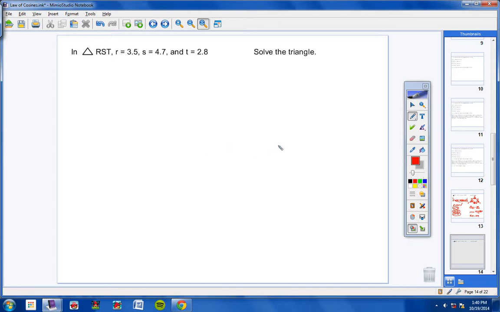Okay, so here we go. Let's go ahead and draw our triangle here. So there's our triangle. And let's go ahead and pull it over here to get a little space. And we'll call this RST. R is 3.5. S would be 4.7. And T would be 2.8. Like this. Now, notice we have side, side, side. So we definitely have no pairs, okay? We have no pairs at all.